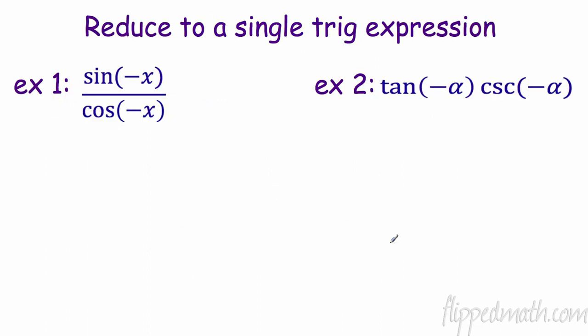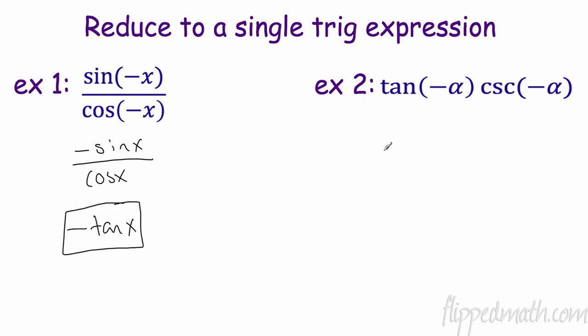All right, let's try some. Reduce these to a single trig expression. Well, this one's pretty easy. The sine of negative x, we already said, becomes negative sine of x. The cosine of negative x, we already said, becomes the cosine of x, positive. So a negative divided by a positive is going to be a negative, and sine over cosine, that's going to be negative tangent of x.